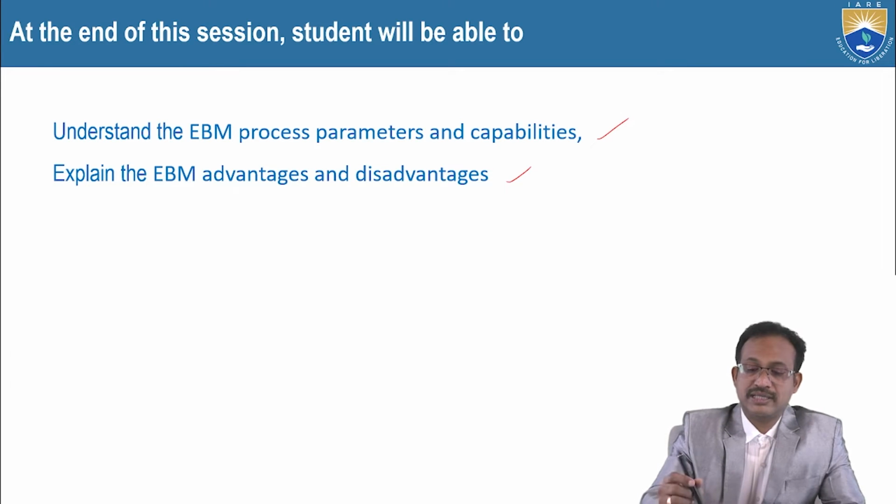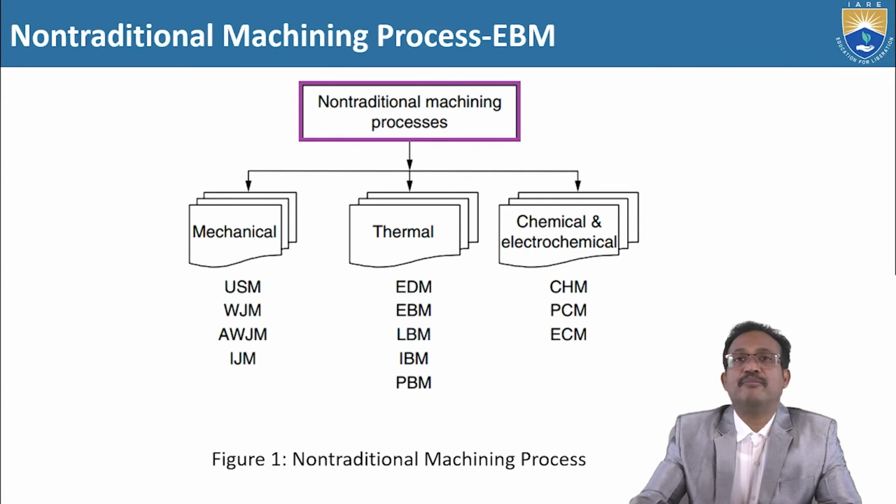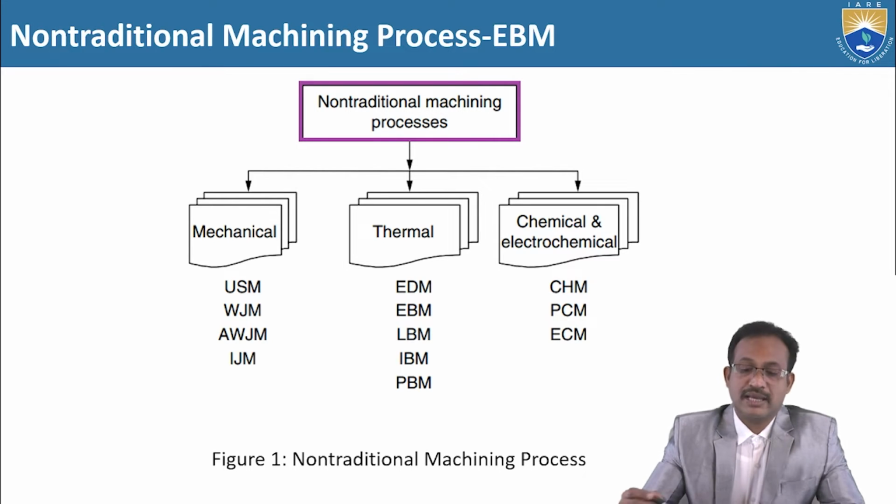However, in this topic, I will give you a brief on the non-traditional machining process, and subsequently we are discussing the electron beam machining process parameters and its working, and subsequently we are going to discuss today's topics: process parameters and capabilities and advantages and disadvantages of electron beam machining.